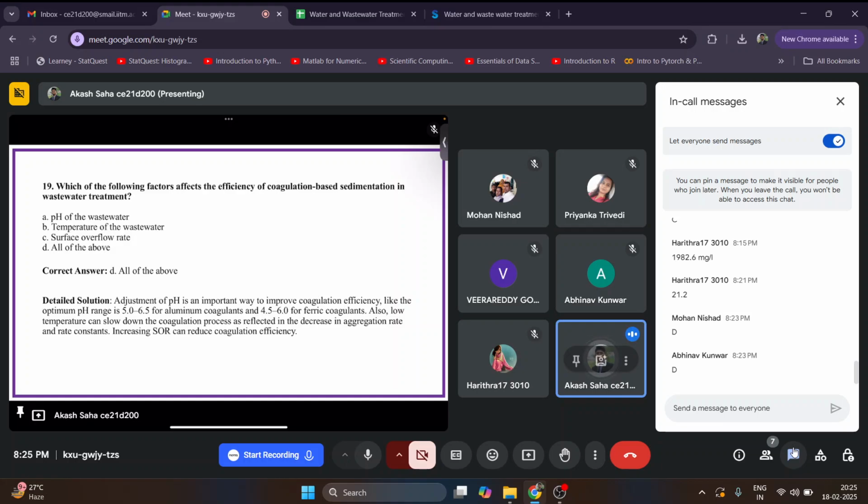Also, low temperature can slow down the coagulation process, as reflected in the decrease in aggregation rate or the rate constants, and increased SOR can also reduce the coagulation efficiency. So all of these factors will govern the coagulation.